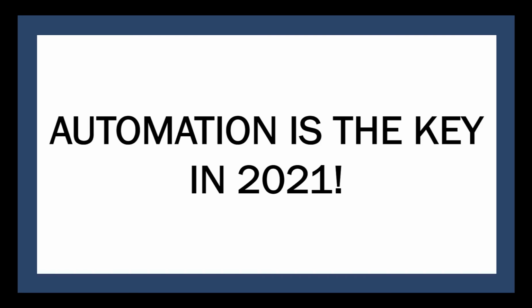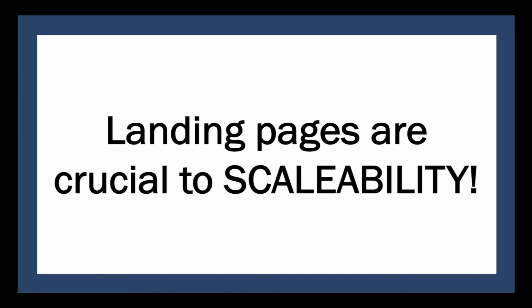Automation is the key for you in 2021 to really get yourself from where you are right now to where you want to be on December 31st, 2021. Automation has to be implemented for the simple fact that when you start leveraging the power of landing pages, you can scale to whatever heights you want to.